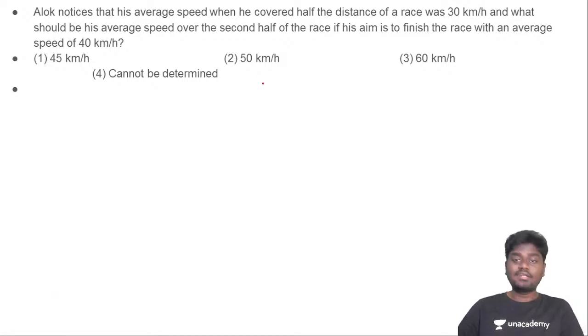Okay, Amit has got 45 kilometers. Good. Amit has got 45 kilometers, option A. How about Rishabh? What exactly is the right answer for this?